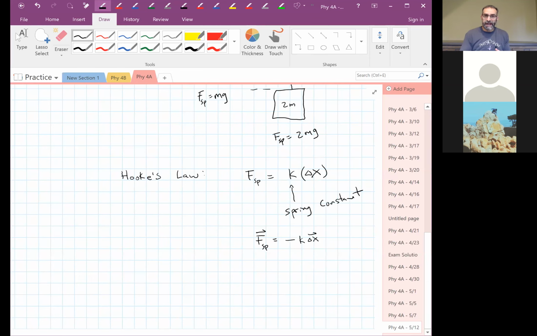I usually just write it as the magnitude. And then I look at the situation. I know when a spring is stretched, it's pulling back towards its equilibrium position. And when a spring is compressed, it pushes back towards its equilibrium position, right? I can figure out the direction from that usually. And I typically just use Hooke's law as a magnitude, the magnitude of the spring force is k times the displacement. But a lot of books write it as the vector equation.